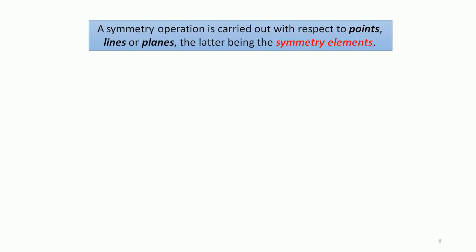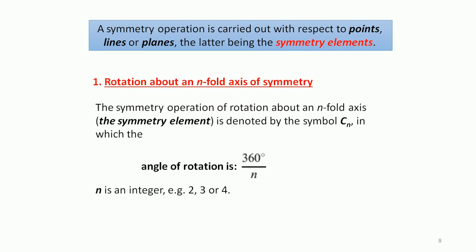So a symmetry operation is carried out with respect to, sometimes a line, sometimes a point, sometimes a plane, and all these geometrical entities are named as symmetry elements, and the corresponding operation is named as symmetry operation. So the first symmetry operation we are going to learn is rotation about an n-fold axis of symmetry. Rotation operation. We are going to learn a rotation operation in detail.